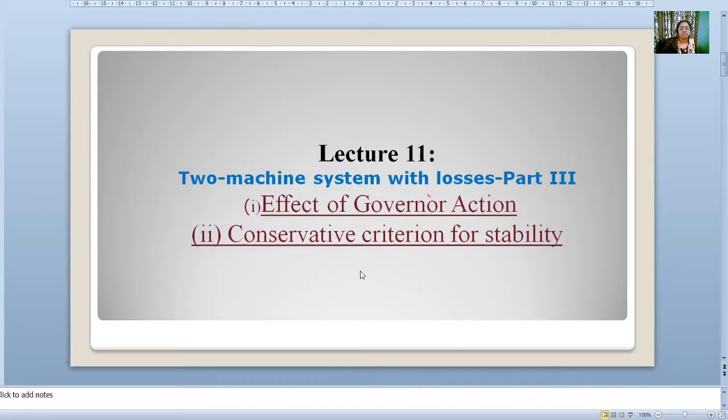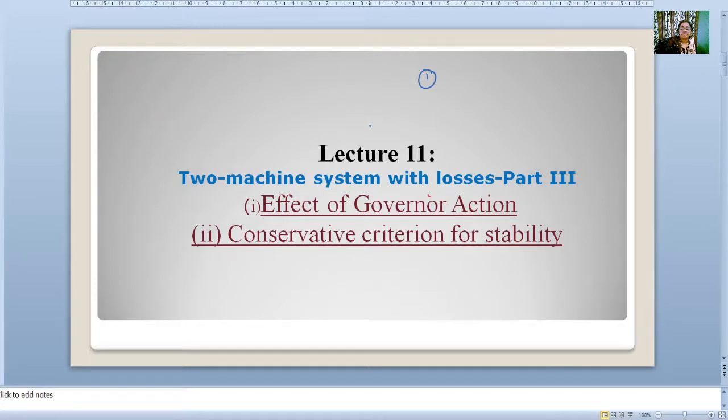This lecture is based on two machine system with losses. In this we'll see the effect of governor action and conservative criteria for stability. In the earlier section, in part 1, we have seen the power angle curve of two machines.